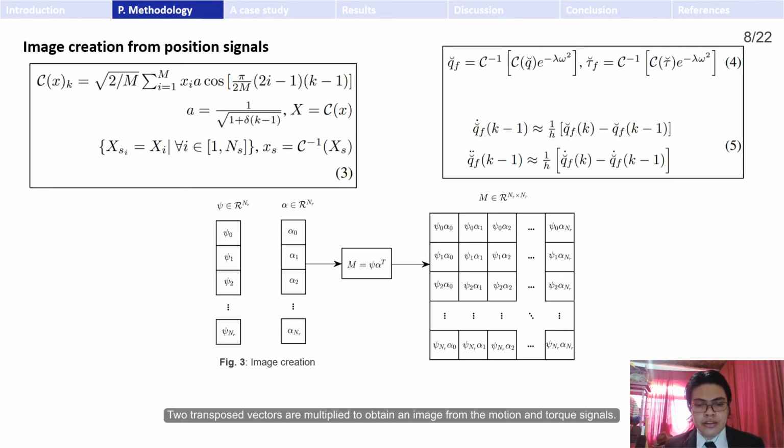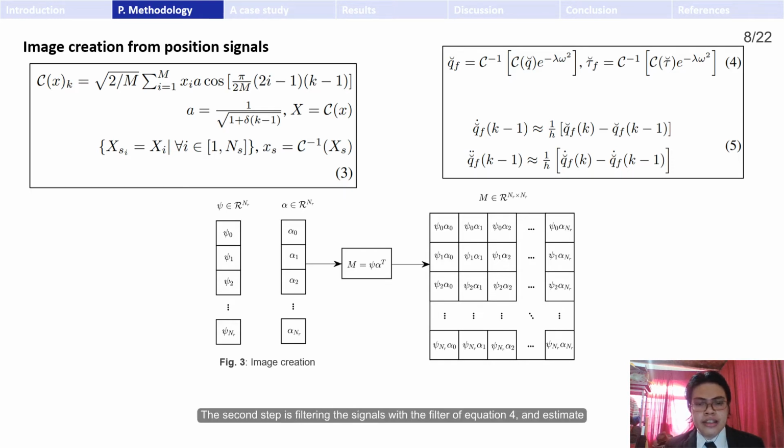Two transposed vectors are multiplied to obtain an image from the motion and torque signals. The first step is sampling the robot signals with the discrete cosine transform. The DCT can reduce the length of a signal to an integer ns, as described in equation 3. The original signal is transformed and its frequency spectrum is cut to an ns length.